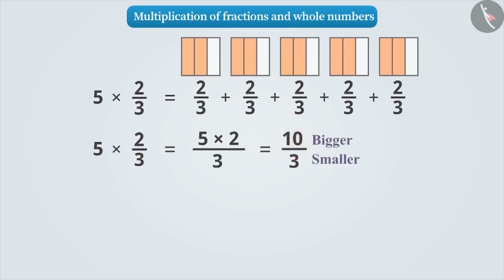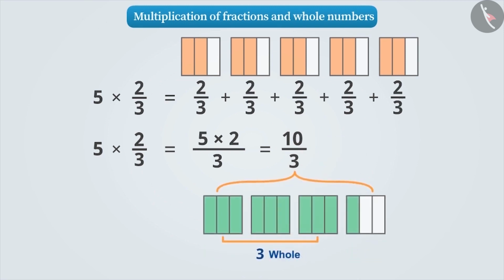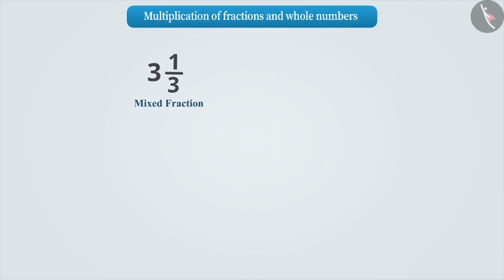Here, the numerator 10 is greater than the denominator 3. Such a fraction is called an improper fraction. In 10/3, 3 is a whole number and 1/3 is part of a whole number. So, we can express 10/3 as 3 and 1/3. A fraction that is expressed as a combination of a whole number and a proper fraction is called a mixed fraction. If we have to multiply a mixed fraction by a whole number, how will we do it? Think about it.